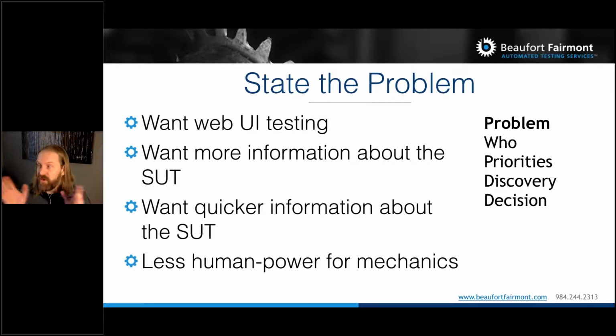So we started out with the problem: state the problem. So these companies wanted to do web UI testing. They wanted to learn more about the SUT and learn it more quickly. SUT is system under test. They wanted less human interaction for the mechanics of testing, the pressing of the buttons and the driving of the mouse and those types of things. So they stated their problem. This is one hypothetical case. I'm not using the case from a specific client. This is a very similar hypothetical here.